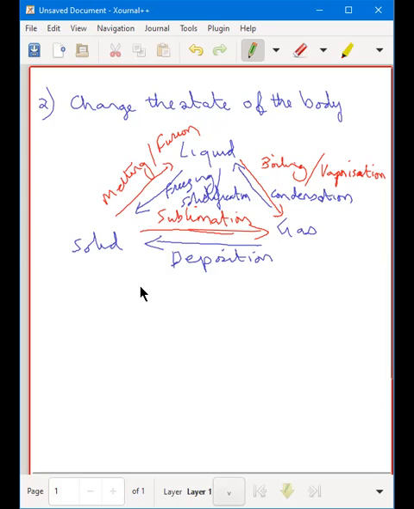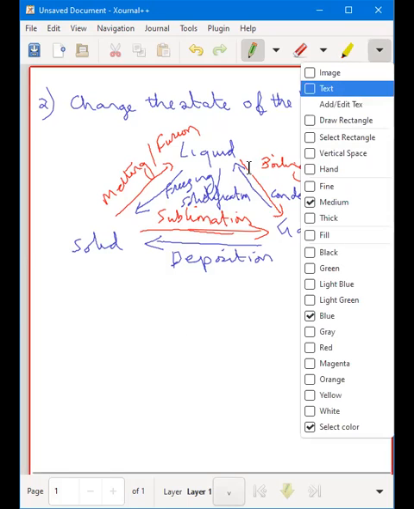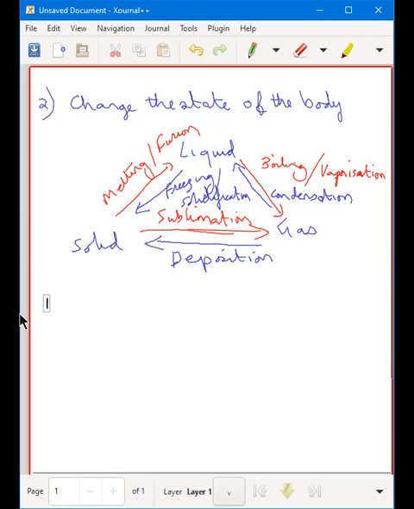So what happens is the process of change from one state to another at a constant temperature is called change of state. Remember, the temperature does not change when there is a change of state. All of you, please mark this up.